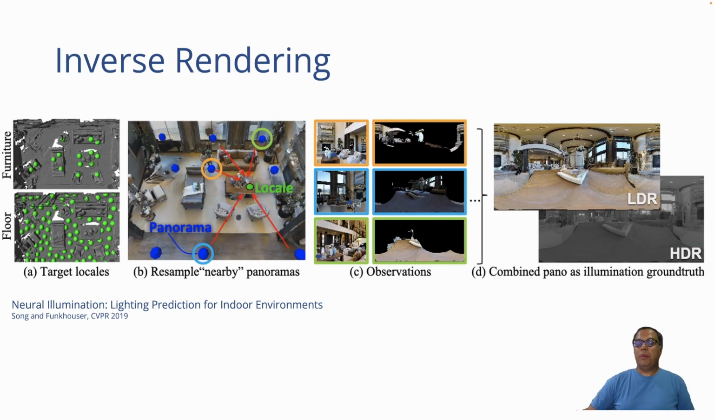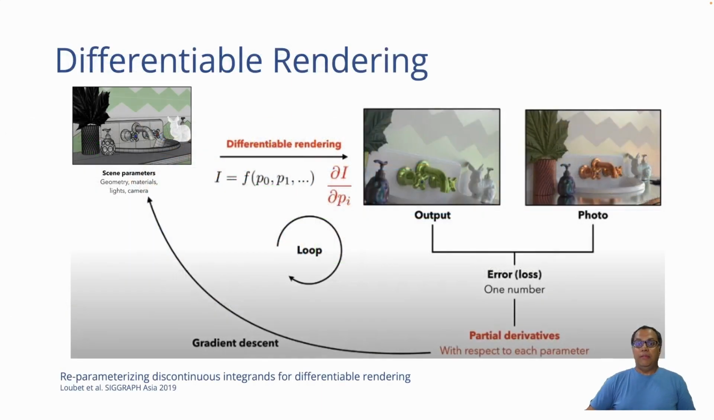We will look at the problem of inverse rendering, which is when we are given real photographs, can we figure out what was the illumination around points in that photograph that existed in that environment when the photograph was taken. Which will bring us to another very interesting topic, which is known as differentiable rendering.